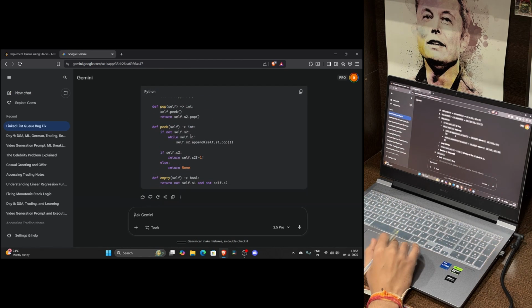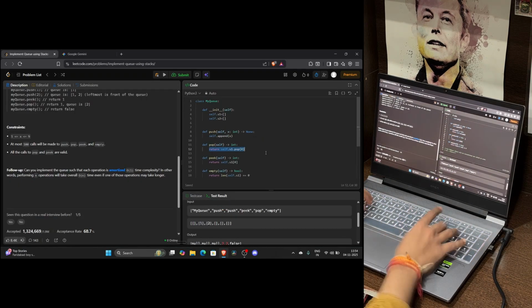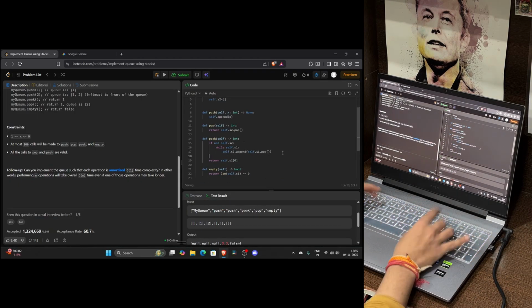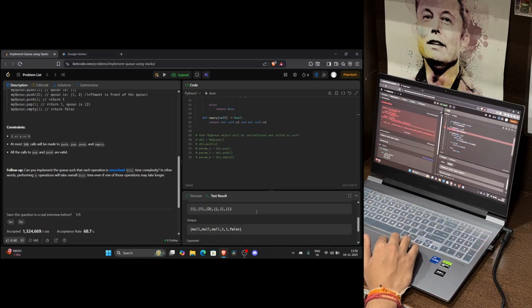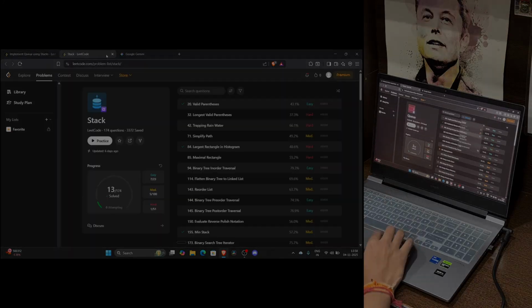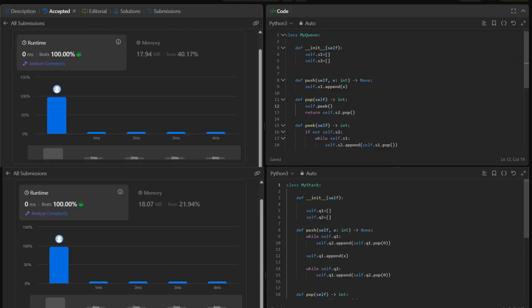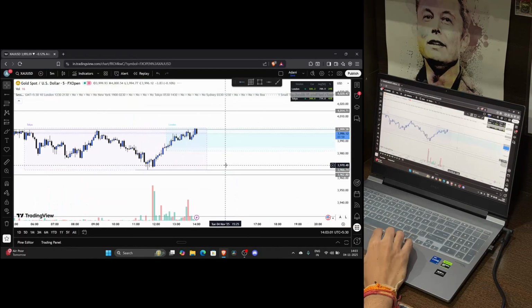After solving that, I came across the reverse problem: implement queue using 2 stacks. This one was tricky. My own initial approach had a few logical errors, so I took some guidance from AI to get through it. In the end, I managed to solve both problems, and you can see they both passed with 100% time complexity. Following LeetCode, it was time for my trading session.